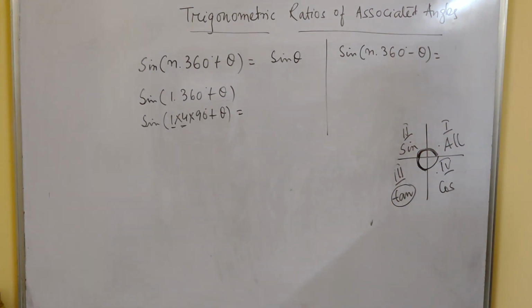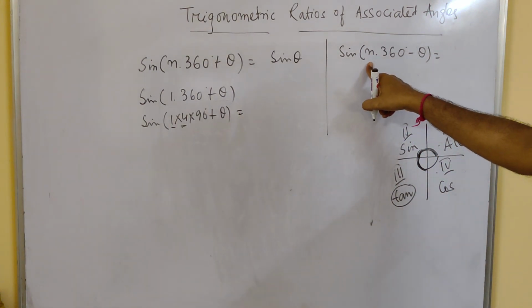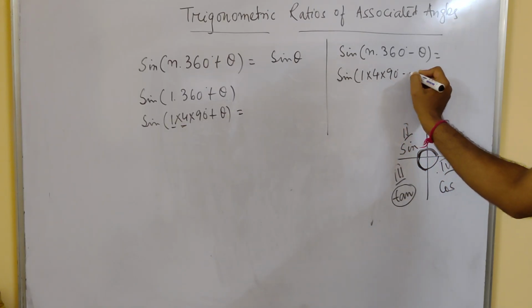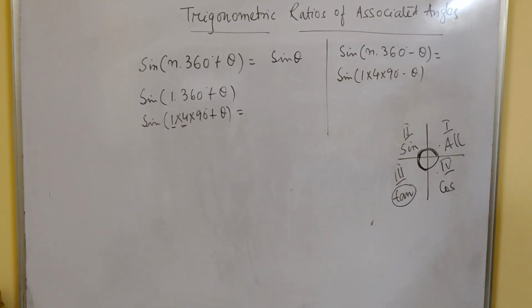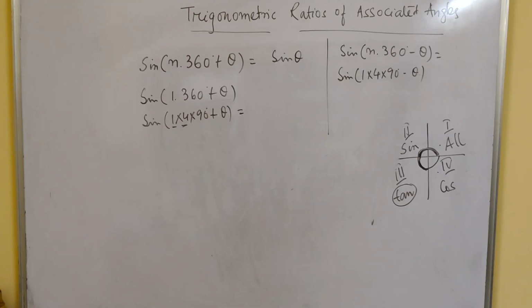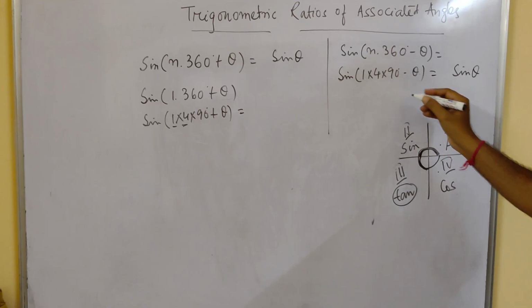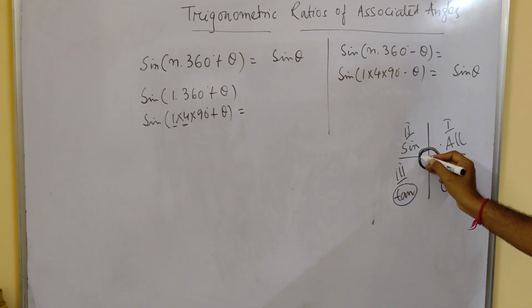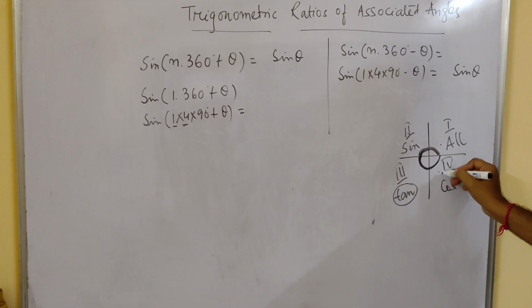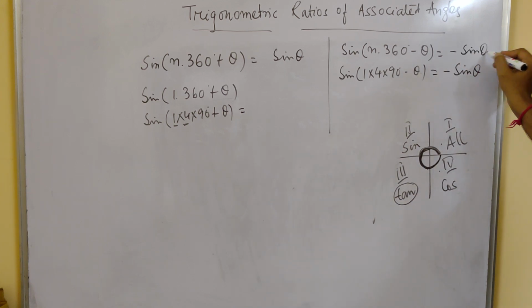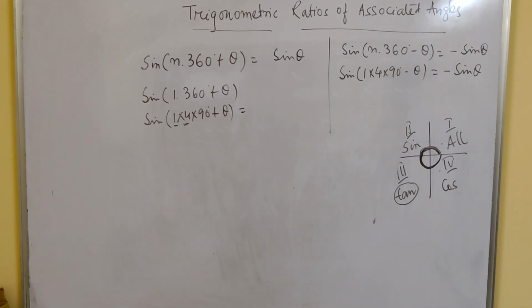And sin of n into 360 minus theta. So if n is 1, in this case it is 1 into 4 is 4, so even number, so it remains sin theta, and 360 minus theta, so it is 90, 180, 270 and 360. 360 minus theta lies in the fourth quadrant where cos is positive, so it becomes minus sin theta. So it becomes minus sin theta.